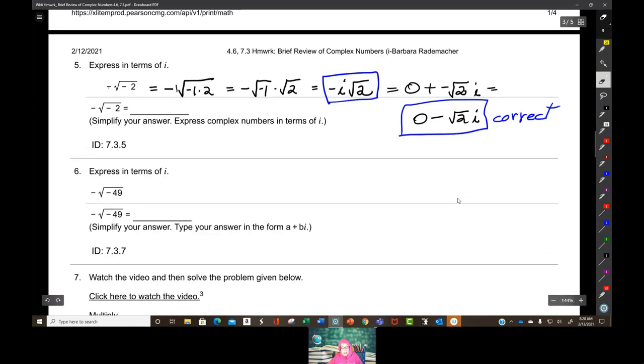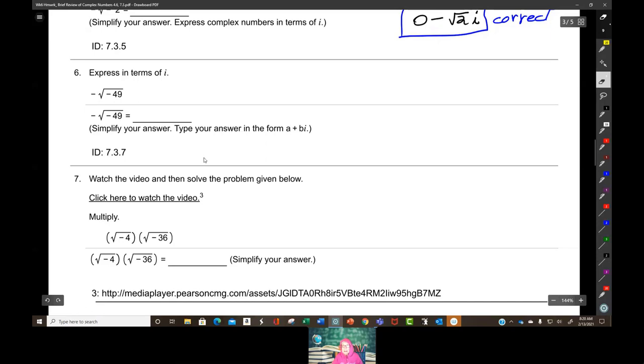Okay, one more dealing with the imaginary part. And here it says again, put it in A plus Bi form. All right, these people are no fun. This is going to be negative on the outside, the square root of negative 1 times 49. Do not say negative times negative is positive, because this negative is on the outside of the radical.